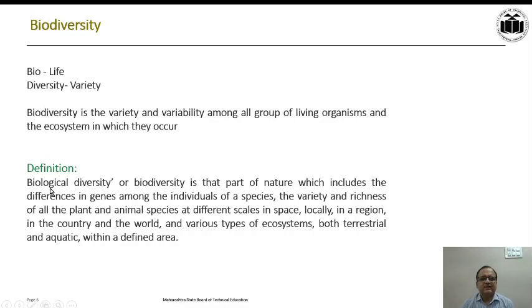It can be defined as follows. Biological diversity or biodiversity is that part of nature which includes the differences in genes among the individuals of a species, the variety and richness of all the plants and animals species at different scales in space, locality, in a region, in the country, and in the whole world, and various types of ecosystems, both terrestrial and aquatic within a defined area.